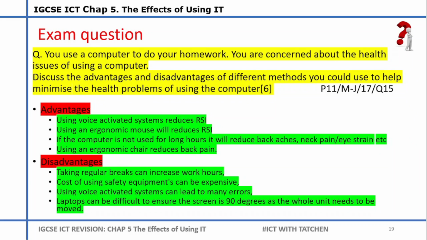Now they say using voice activated systems can lead to many errors. So that's something you should also look into. You can use voice activated systems, and in some cases, if your speech is not as clear as it should be, as I mentioned, it will lead to errors, which we will need to correct later on, which will cost you more time. Laptops can be difficult to ensure the screen is at 90 degrees. The whole unit needs to be moved. So that's also a problem. Desktops are always easy to adjust. That's why you find that people tend to connect the laptop to a desktop, because a laptop, as good as it is, at times viewing and working with it becomes challenging. So that's a disadvantage.